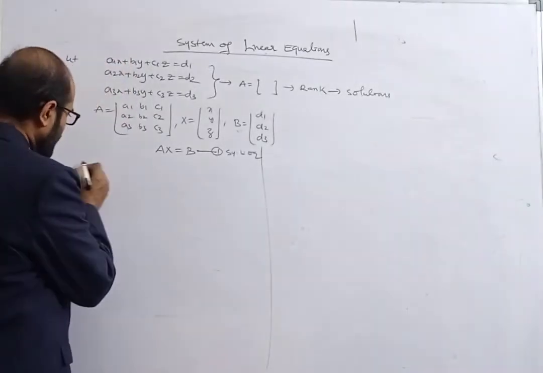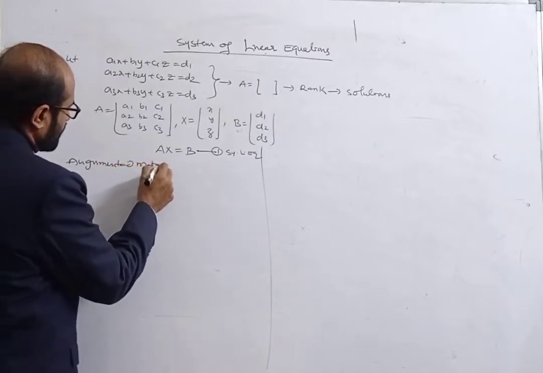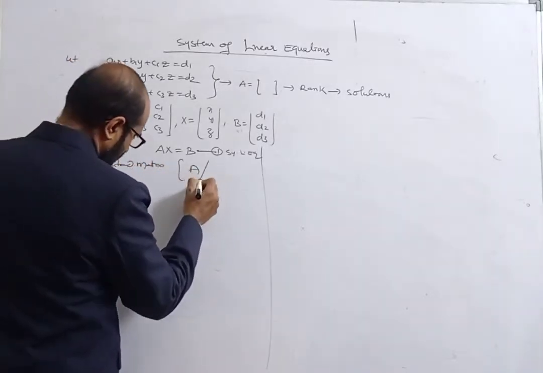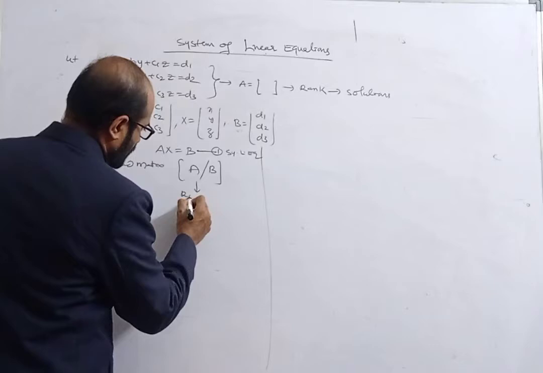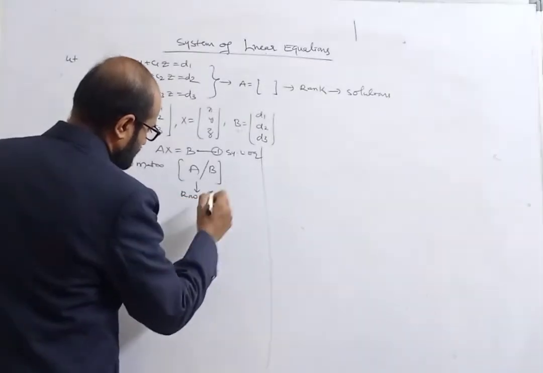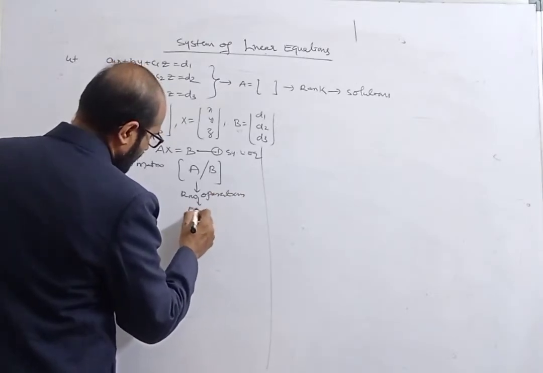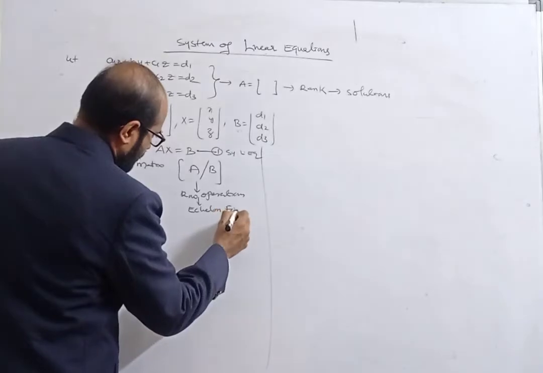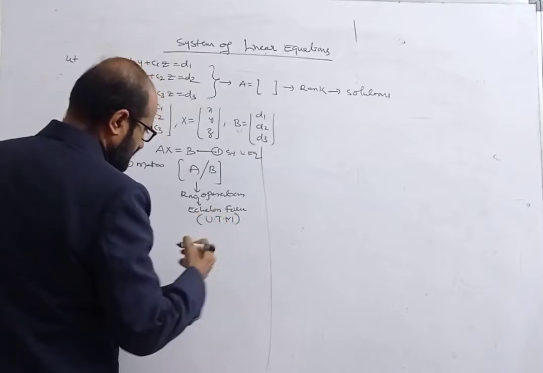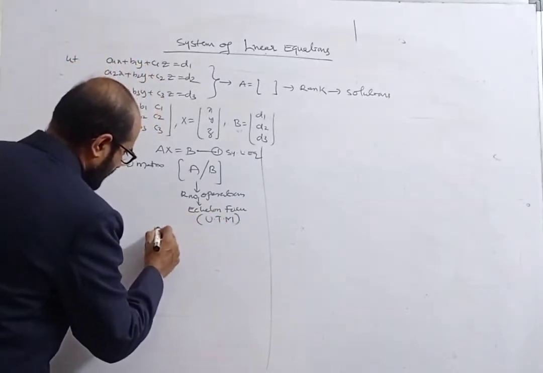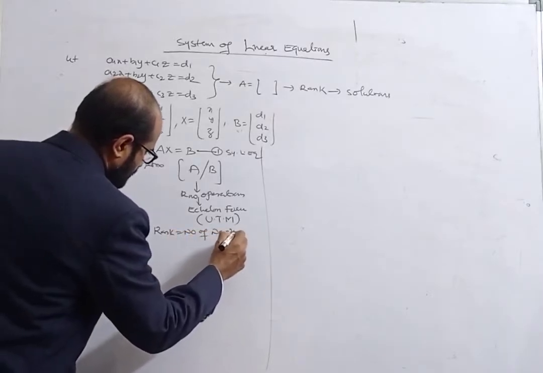Now from this I can write the augmented matrix, that is nothing but A augmented with B. From this you can apply the row operations in a simple way. Use the row operations and bring it into echelon form. What is echelon form? Nothing but upper triangular matrix. So bring this matrix into upper triangular matrix. Then find the rank of the matrix. Rank is the number of non-zero rows.